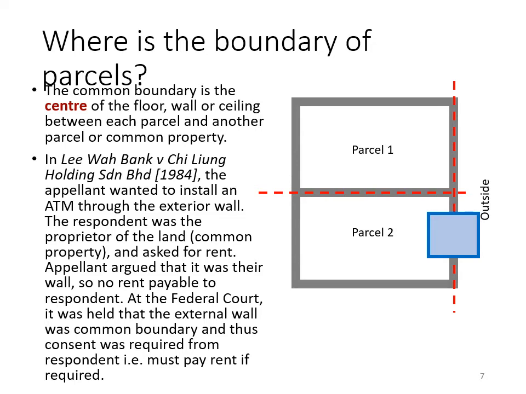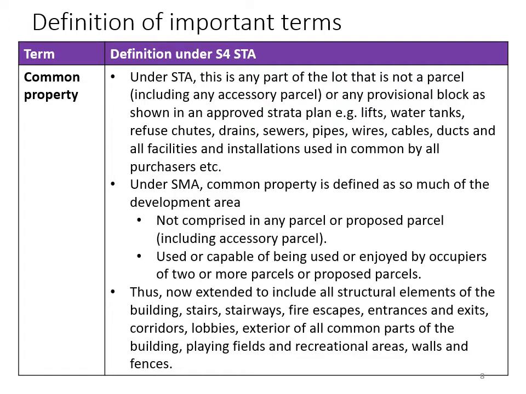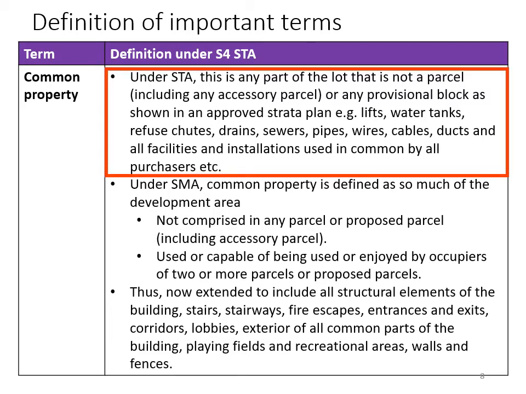Next is the definition of common property. Here, I want you to pay attention because we have definitions from STA and also from SMA. STA's definition of common property is a bit simple. SMA is a bit more detailed. Under STA, common property is defined as any part of the lot that is not a parcel. Anything that's not a parcel is considered common property.